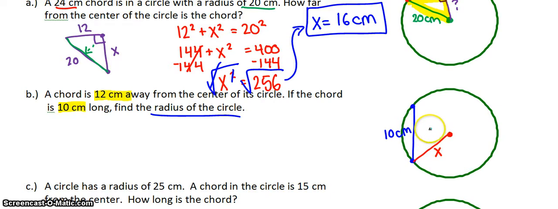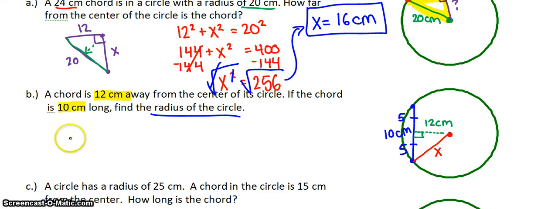Okay, I can call it x, I can call it y, I can call it z, it doesn't matter. You also know that the chord is 12 centimeters away from the center of the circle. So the distance between this chord and the center is 12 centimeters. And that would make a 90-degree angle with the opposite side, because if we make a 90-degree angle, then we know that this chord is bisected, so each piece will be 5.